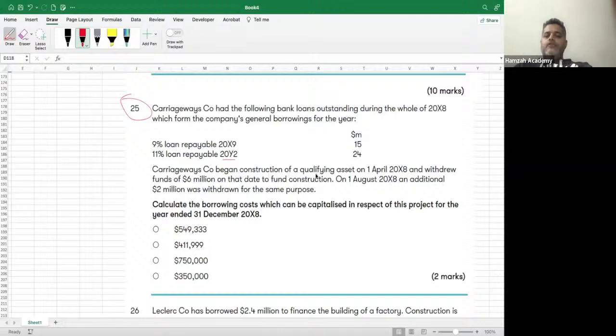Carriageway Company began the construction of a qualifying asset on 1st April and withdrew funds of 6 million on that date to fund the construction. Then on 1st August, an additional 2 million was withdrawn for the same purpose. Calculate the borrowing cost which can be capitalized in respect of this project for the year ended 31st December 20x8.